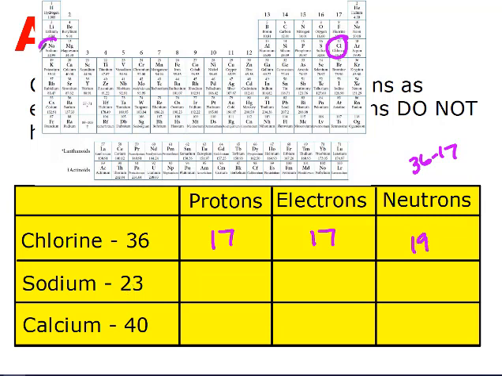For sodium, which was here, it has 11 protons and 11 electrons, and then 23 minus 11 was 12 neutrons. And finally, calcium was here. It has 20 protons, 20 electrons, and 40 minus 20 is 20 neutrons.